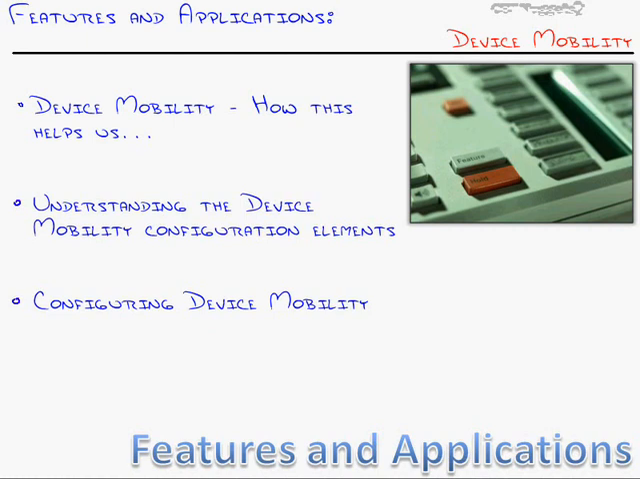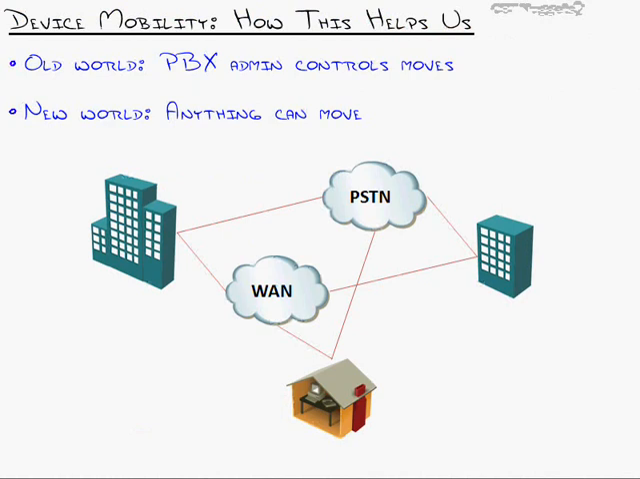So in this first one, I'm going to focus on device mobility, and we're all going to follow a similar format. I'm going to say, first off, how does this help us? Let's describe the feature. Where would you use device mobility? We'll then look at the different configuration elements of device mobility, and then we'll set it up on our Call Manager. So let's start off with a question: how does device mobility help us?